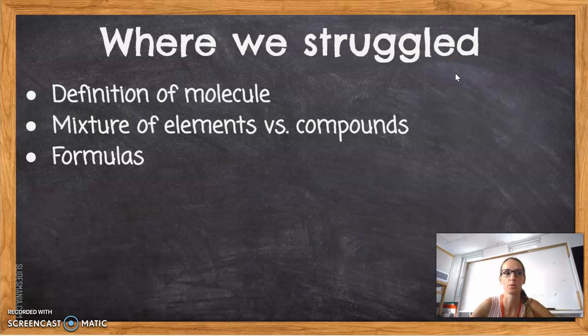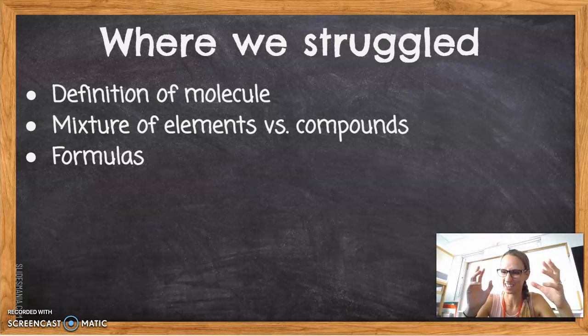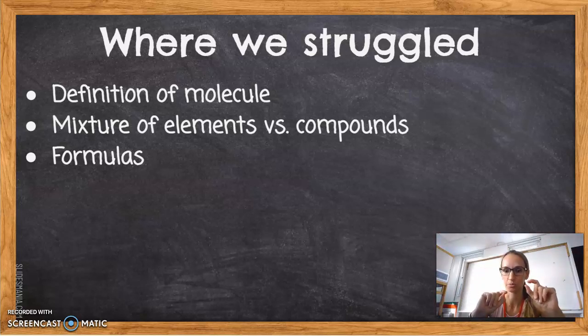Molecules is tough because we always want to associate molecules with compounds and they get a bit mixed up. But a molecule is just any small group of atoms. It doesn't matter if they're the same type and it's an element, or if they're different types and it's a compound. If they're a small little group, then they're a molecule.